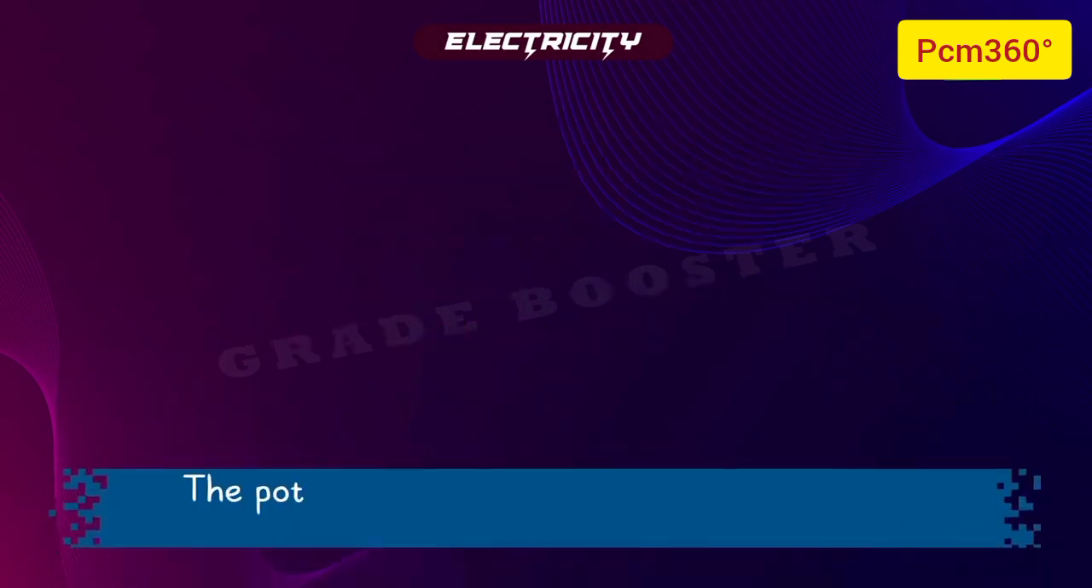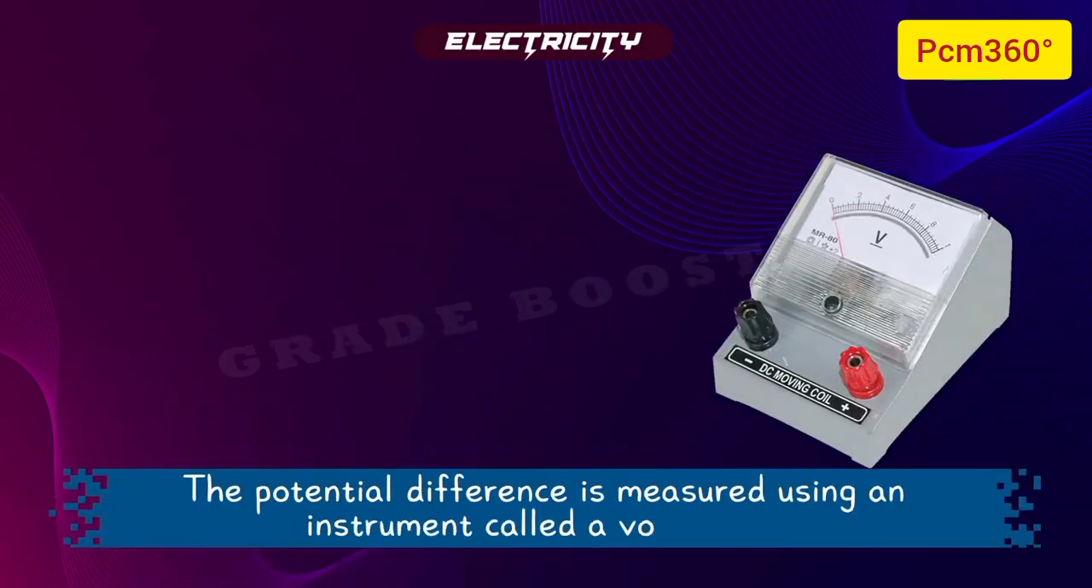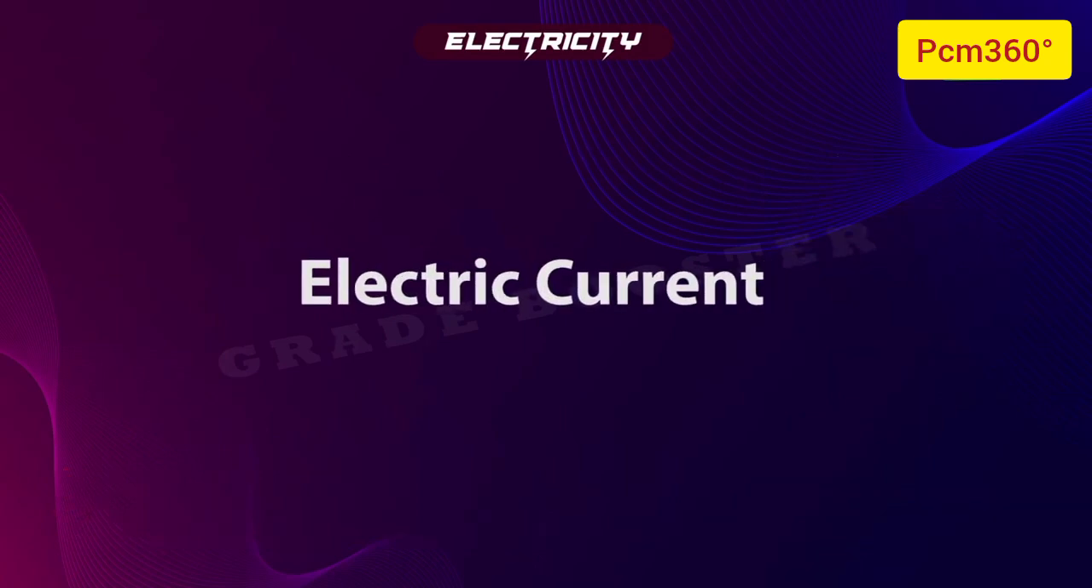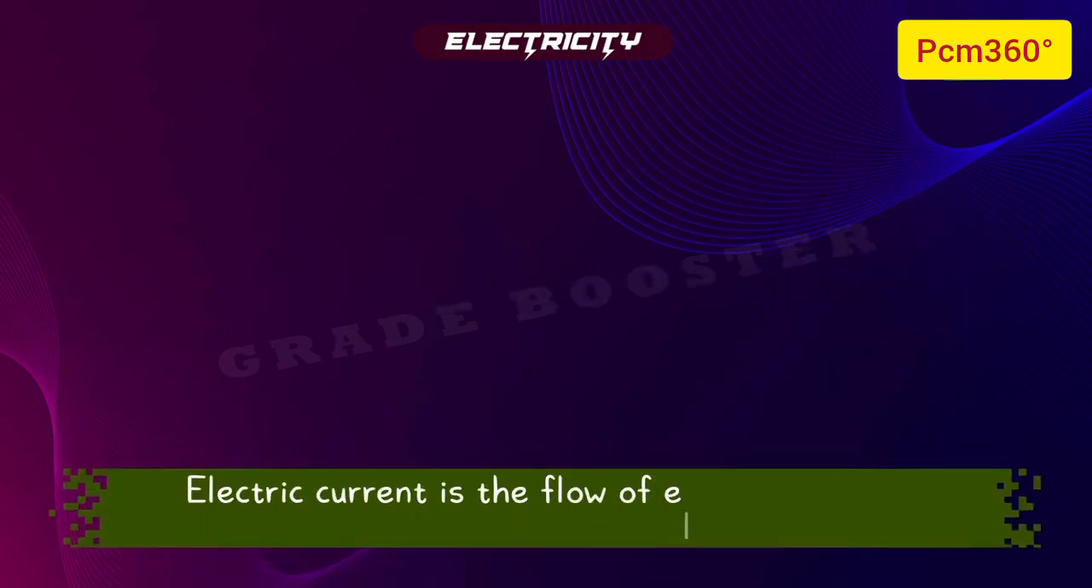The potential difference is measured using an instrument called a voltmeter. The voltmeter is always connected in parallel to the points between which the potential difference needs to be measured. Next, electric current. Electric current is the flow of electric charges through a conductor.